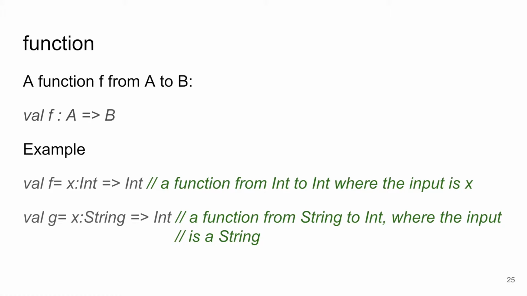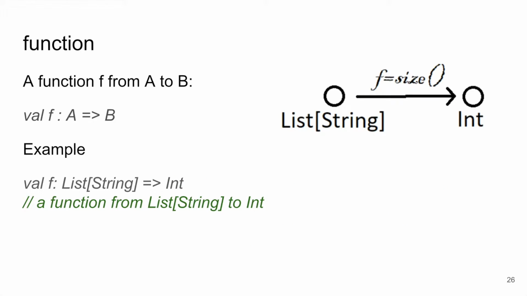Here are two examples of functions. Function f, which is a function from an int to an int where the input is x, and function g, which is a function from string to int where the input is a string. Here's another example of a function that takes a list of string as input and returns its size, and the corresponding diagram on the right.